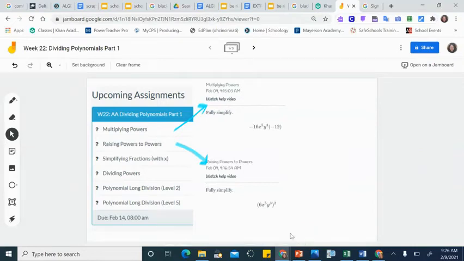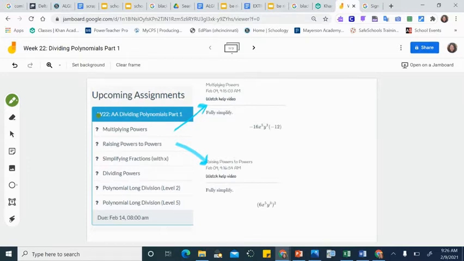Okay. Hey. So for week 22, we are going to talk about dividing polynomials. We've got to remember a few things with our exponents. I noticed we were having a hard time last week with this. So I'm going to remind you of a couple things.